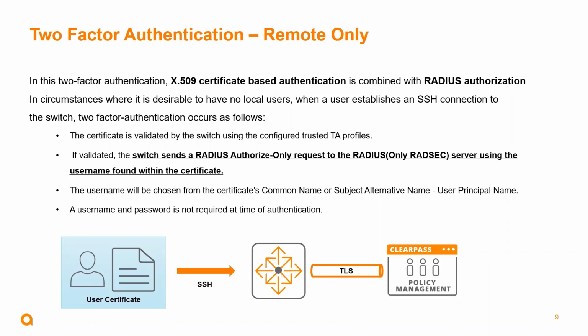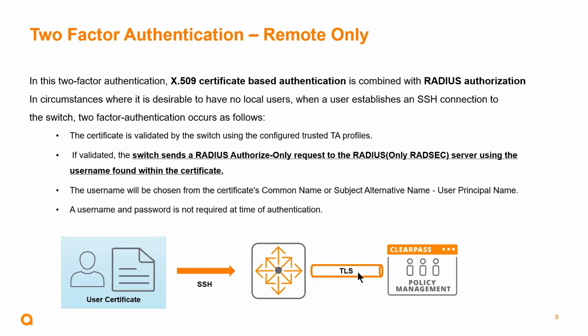This two-factor authentication works as follows. The certificate is validated against the configured TA profiles in the switch. If the certificate validation is successful, then the switch sends a radius authorize-only request to the radius server. That too only RADSEC. As additional security, we support this feature only with RADSEC as the radius server. So the radius packets have to traverse via a TLS tunnel.